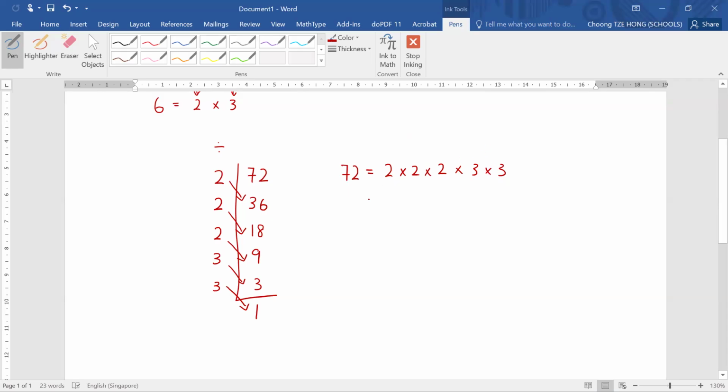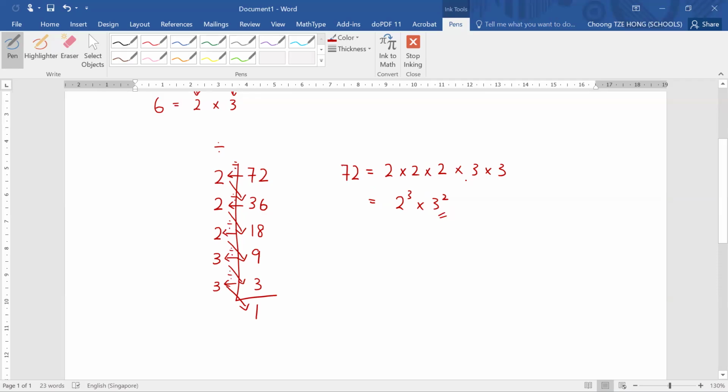Usually we like to express our answer in terms of index notation, so we will get 2 cubed times 3 squared. Just always remember what we are doing here is dividing. 72 divided by 2, we get 36. 36, we divide by 2, we get 18. 18, we divide by 2, we get 9. 9, we divide by 3, we get 3. 3, we divide by 3, we get 1. So we end up with 72 equals 2 cubed times 3 squared. We have prime factorized 72.